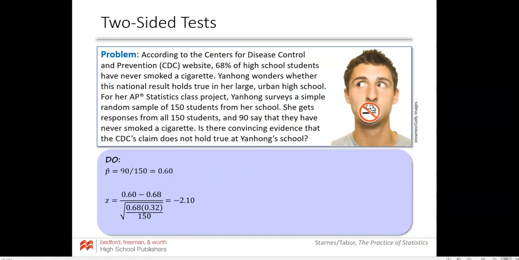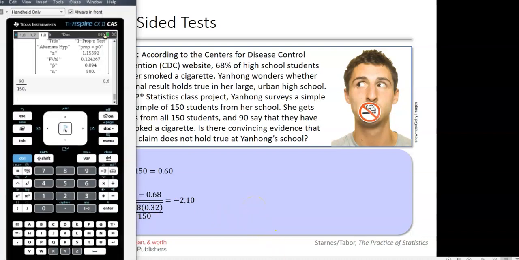You plug in the numbers. So p hat is 0.6. We did that. And then you plug into the formula: p hat minus p over the square root of pq over n. And we get a z value of negative 2.10. So now you can get your calculator out if you want. And this is where the mistakes come in, actually. This is all pretty similar to what we've done before.